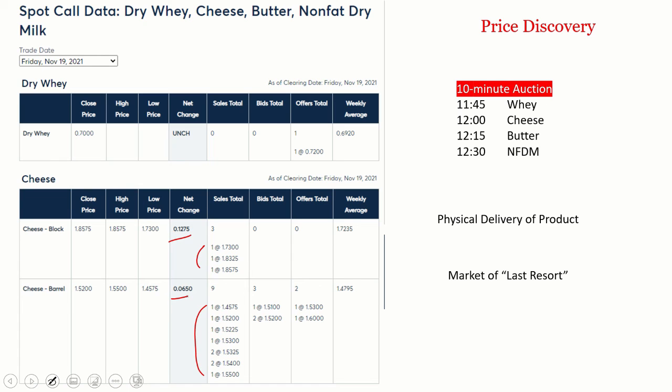6.5 cent increase. The other thing that we look for on these is what kind of offers are left. That gives you a sense of what's going to happen tomorrow. And so there was $1.51, $1.52, so that's kind of below the last sale. Or what kind of offers exist, in this case $1.53, $1.60. But what it gets reported at the end of this is blocks were $1.85 3/4, and barrels were $1.52, even though there was all that chaos in between.